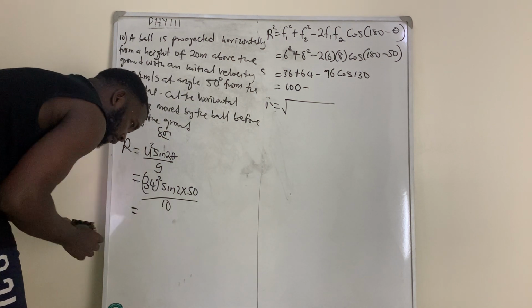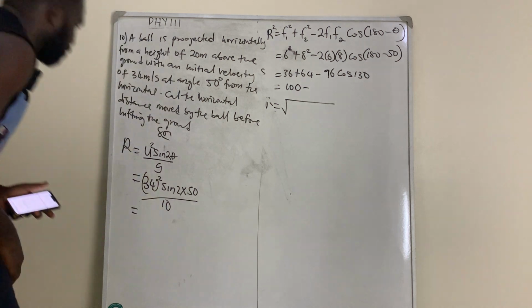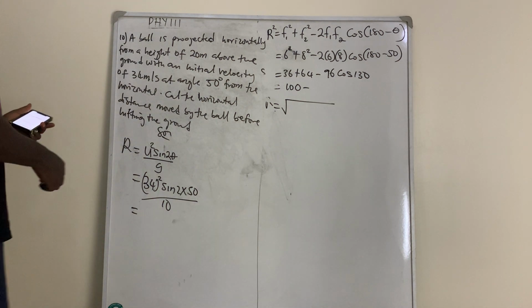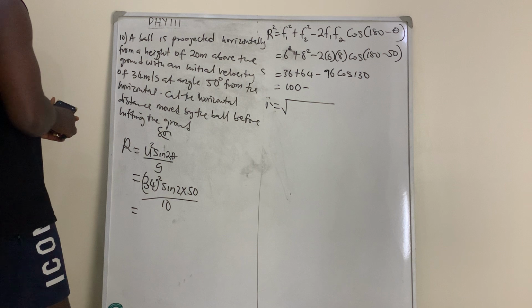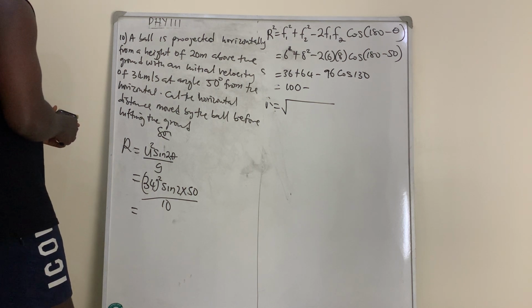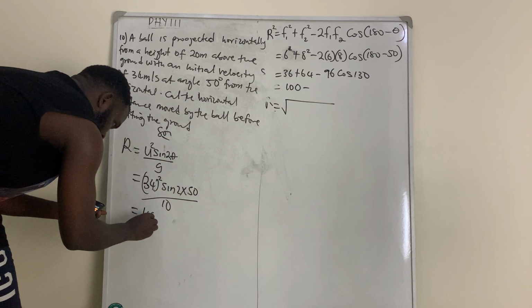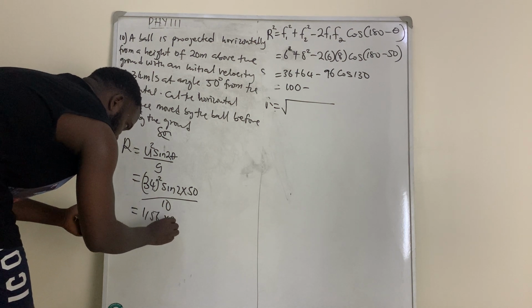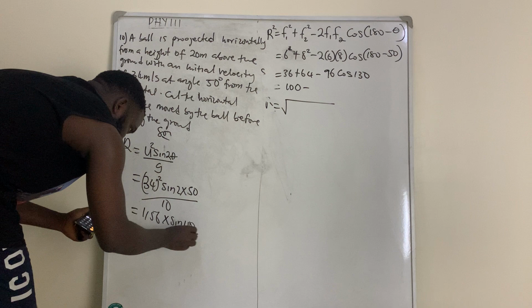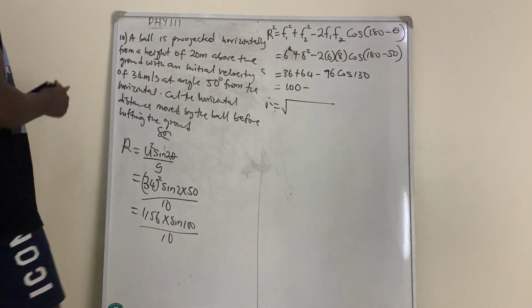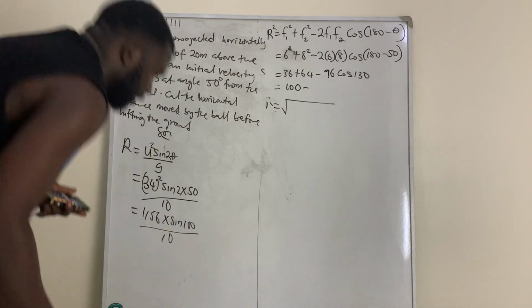So do this with your calculator and tell me the last answer in the comment section. Okay, so you're going to have 34 squared, that is 34 times 34. You have 1156 times sine 100, now divided by 10. So do that and then tell me your last answer in the comment section.